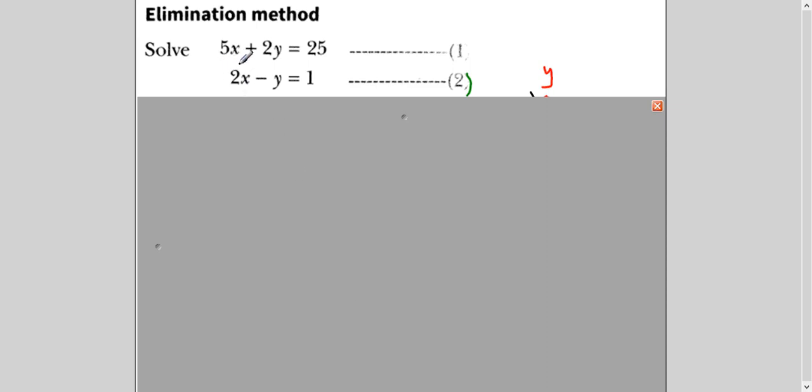Let's see this linear equation. 5x plus 2y equals 25, 2x minus y equals 1. Both are linear equations and we are solving it by elimination method.